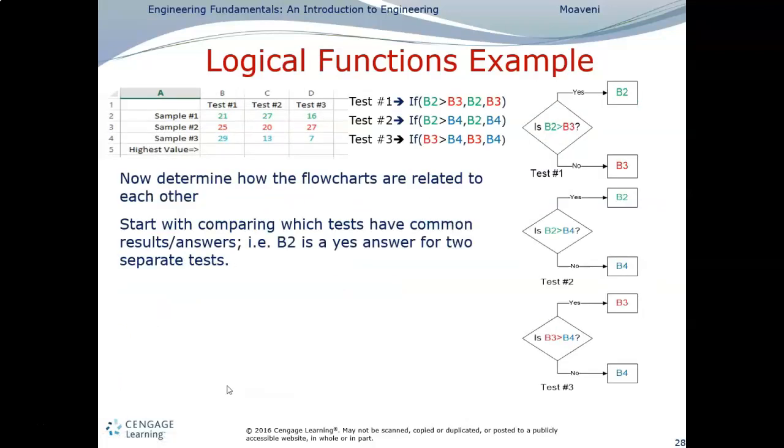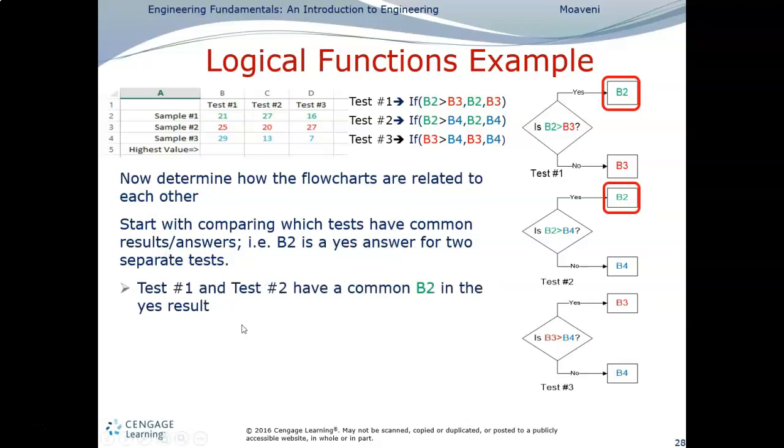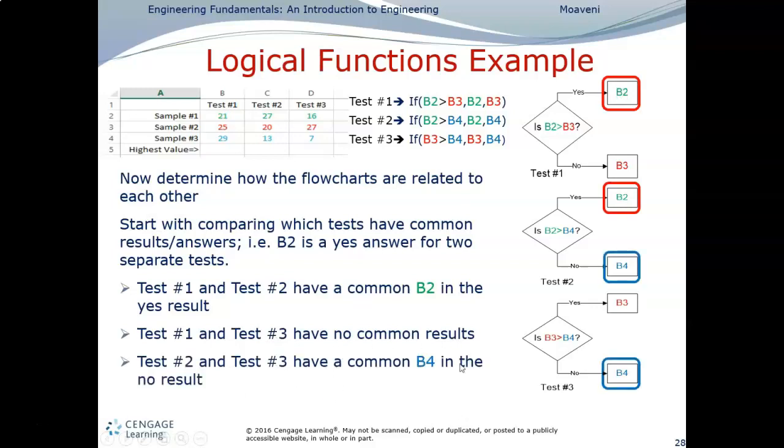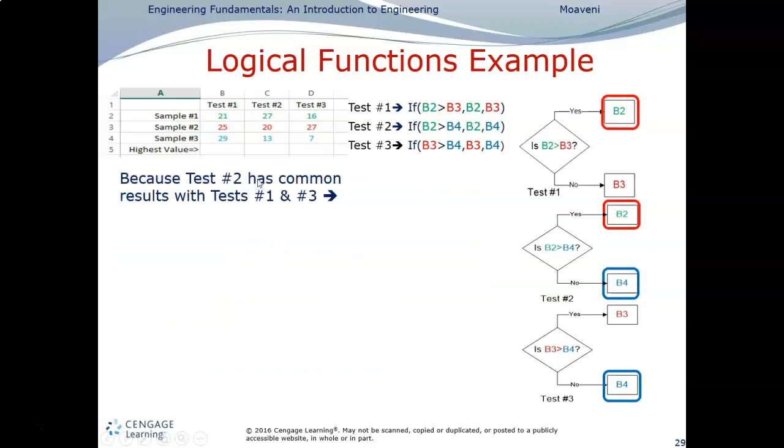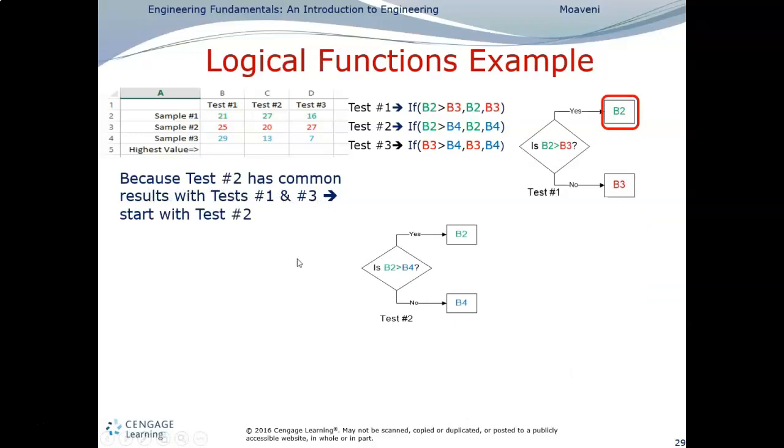Now we want to determine how the flowcharts relate to each other, and we'll start with comparing which tests have common results or answers. That is, B2 is a yes answer for 2 separate tests. Test number 1 and test number 2 have a common B2 in the yes result. Test number 1 and test number 3 have no common results, and test number 2 and test number 3 have a common B4 in the no result. So, because test 2 has common results with test number 1 and number 3, we want to start with test number 2.